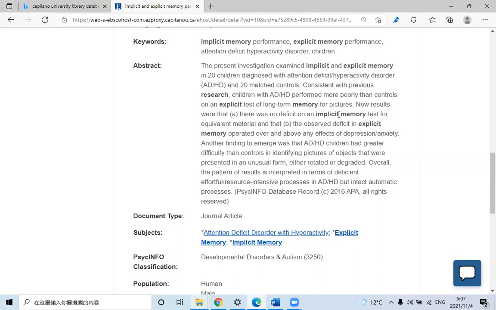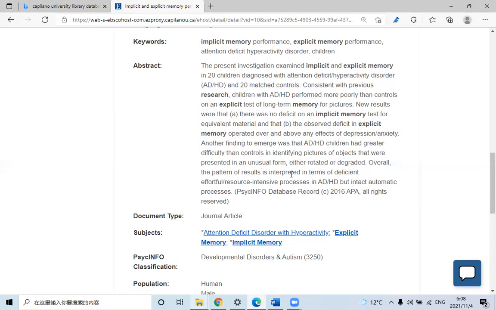The kids with ADHD, they don't have a deficit in implicit memory, but they do have a deficit in explicit memory. And those are the different impacts of implicit memory and explicit memory. And then they show that this might be two systems, two memory systems. Another finding to emerge was that ADHD children had greater difficulty than controls in identifying pictures of objects that were presented in unusual form. So what does that mean? Unusual form, either rotated or degraded. Yeah, is that part of an implicit memory?